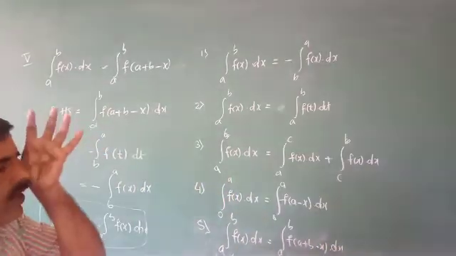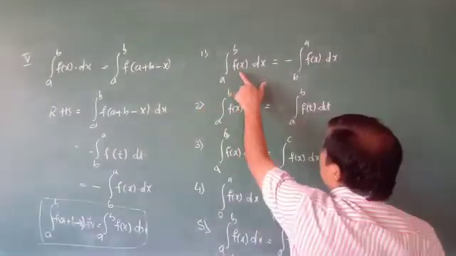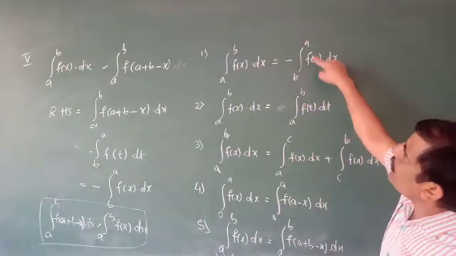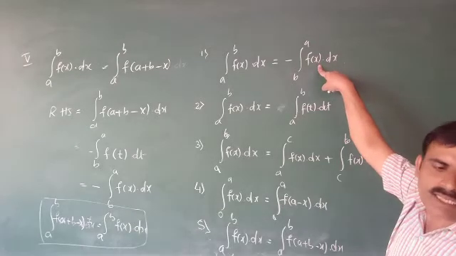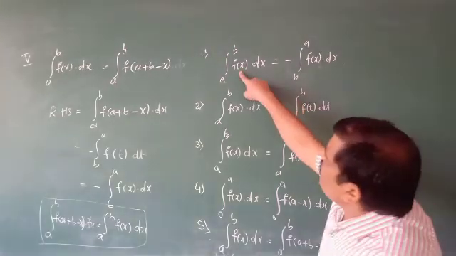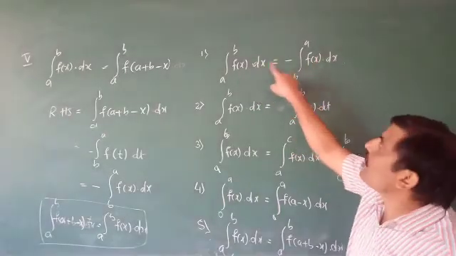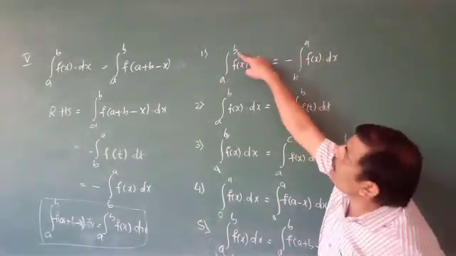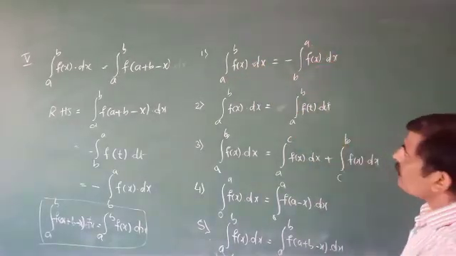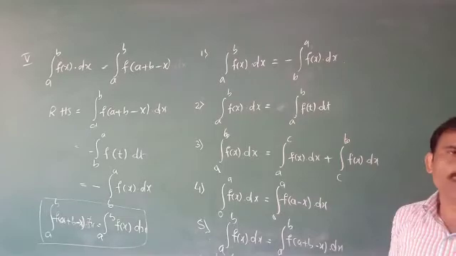So in these five properties, in a definite integral, the integral of a to b of f of x with respect to x is minus the integral of b to a of f of x with respect to x. So what we understand here is that in a definite integral the value of the integral does not change but the sign only changes when the limits of the integration are interchanged.